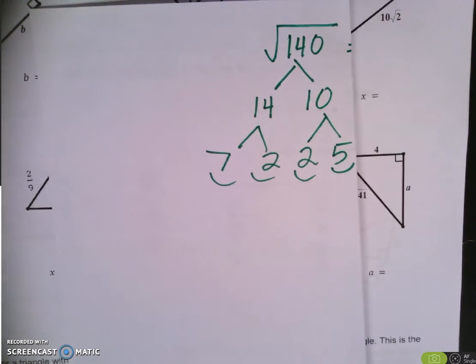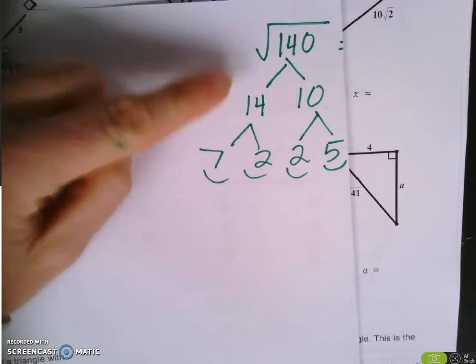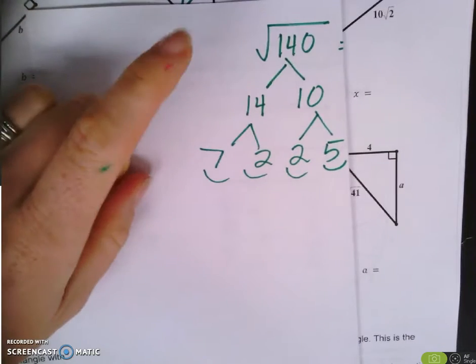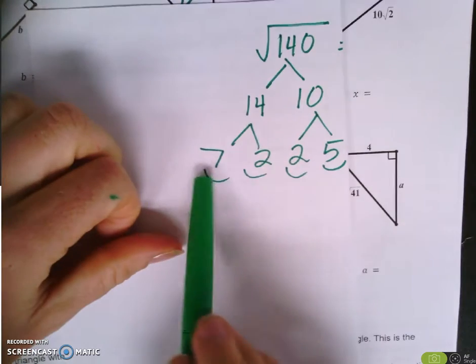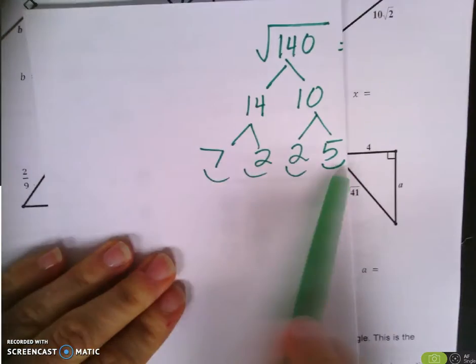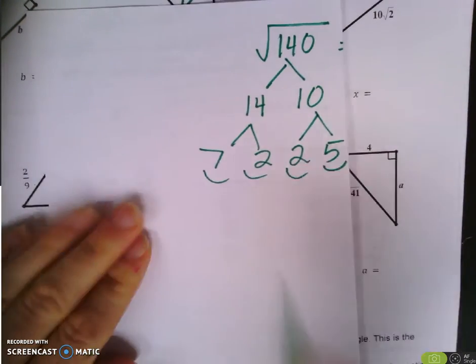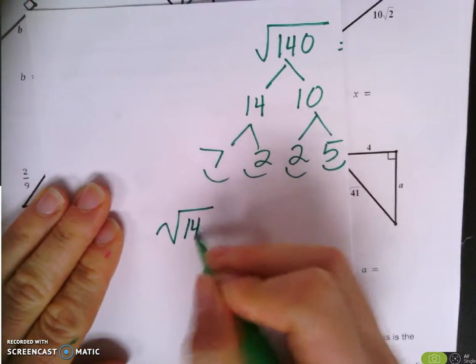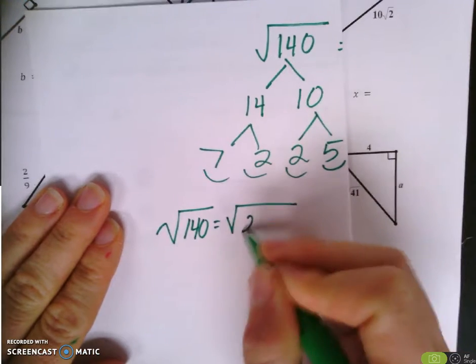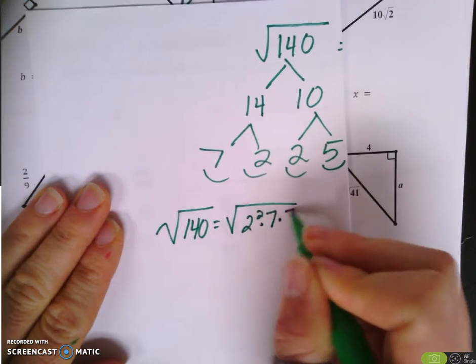Sorry about the interruption. So the radical 140, we know the factors are 10 and 14, and then 14's factors are 7 and 2, and 10's are 2 and 5, where we stop because they're prime. So I know that radical 140 is equal to radical 2 squared times 7 times 5.